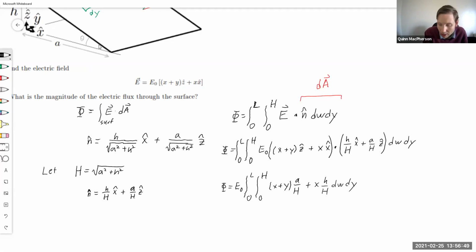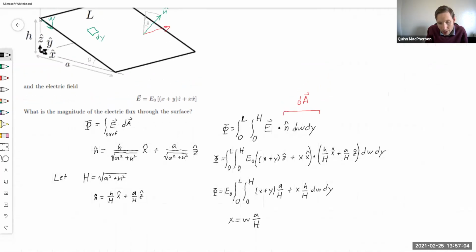How are x and w related? Well, they are related by x is equal to w times a over h. How did I know that? Well, if you look at the picture here, w has a bigger distance to go than x. So while x only changes by a, w changes by the hypotenuse L. So I just multiplied the ratio. When w is 0, x is 0. When w is h, x is a. So that's what that equation gives you.